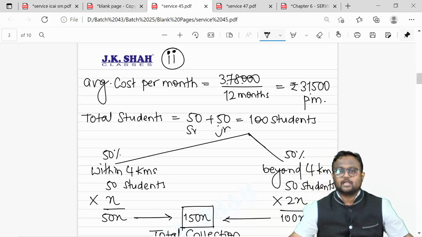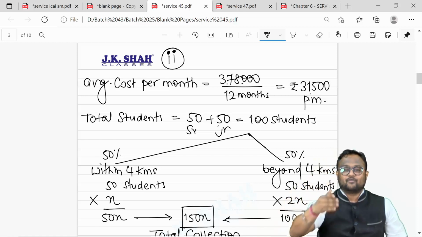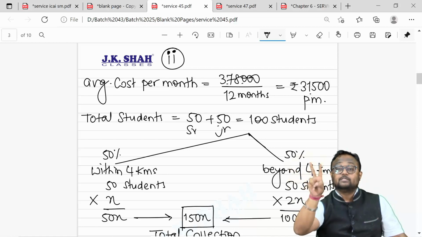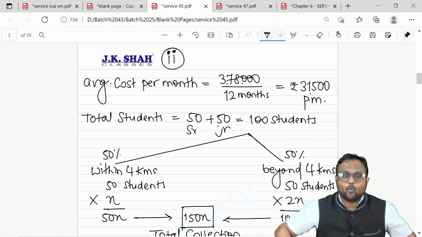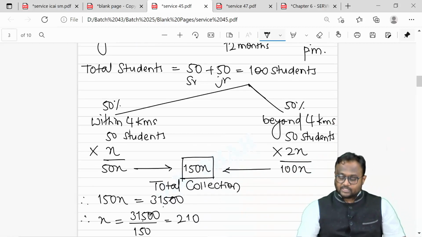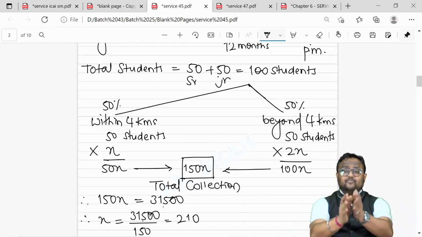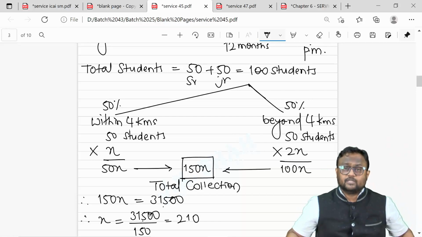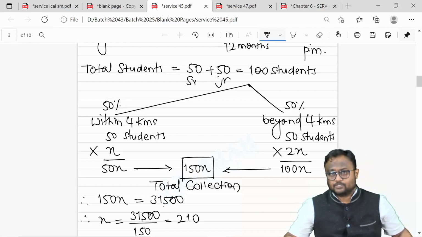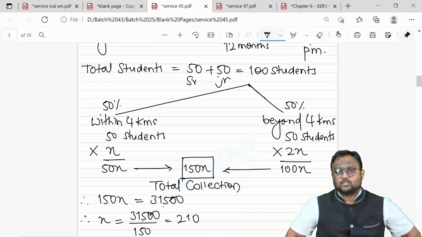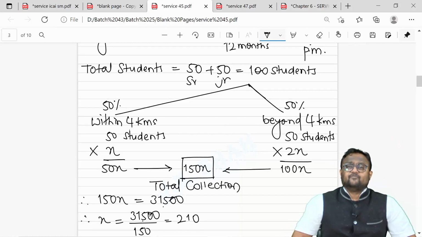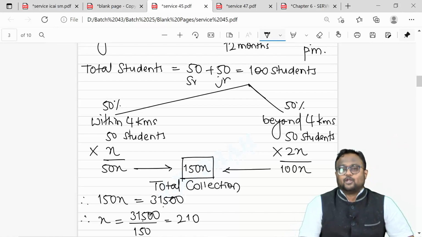The second blunder created by students was they never realized that number of students are 100. 50 junior, 50 seniors. So 100 students are taking advantage of one bus. So 100 students will contribute towards the cost of one bus. Question says out of 100 students, 50% stay within 4 kilometer and balance 50% naturally stay beyond 4 kilometers. So out of 100 total students, 50 students are staying within 4 kilometers. Balance 50 students are staying beyond 4 kilometers.